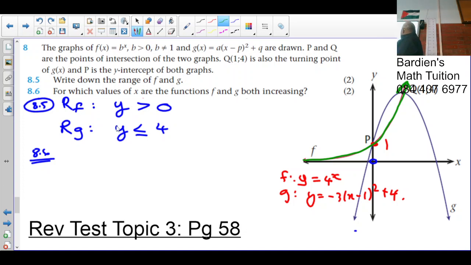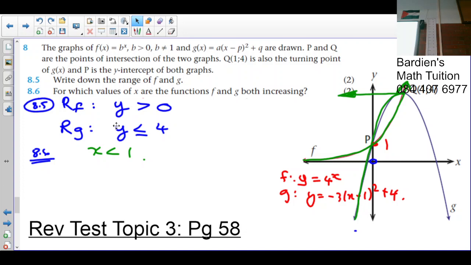So is the graph of g increasing or decreasing here? Increasing. Remember, I'm moving from left to right, and on the other side it is decreasing. Can you see that? So in other words, x must be less than 1. You can't say equal to 1, you just say less than 1, because at 1 the graph is neither increasing nor decreasing. Okay?